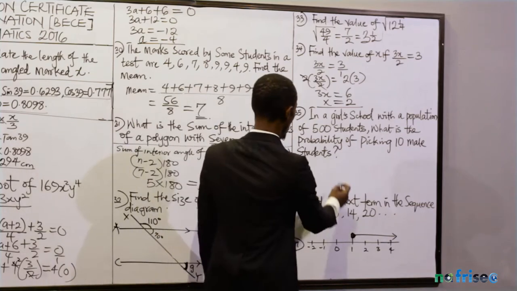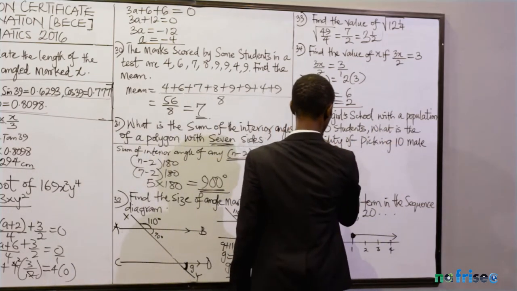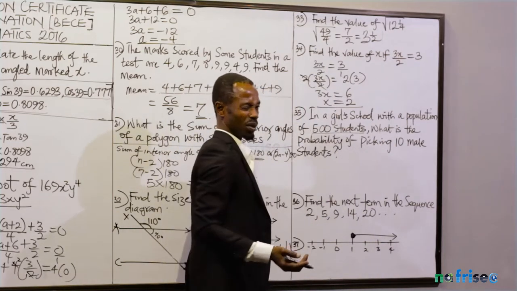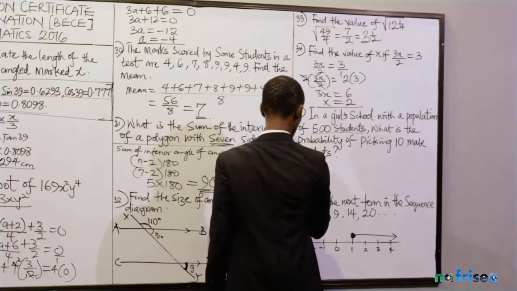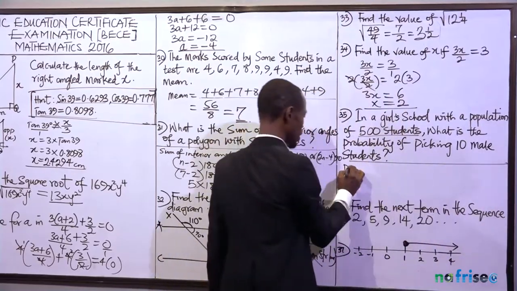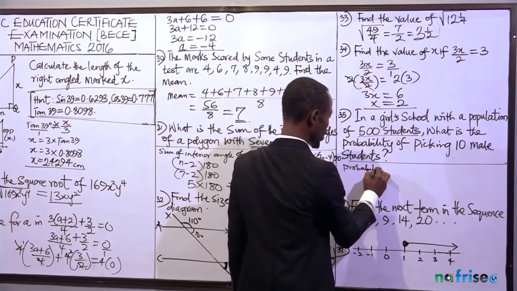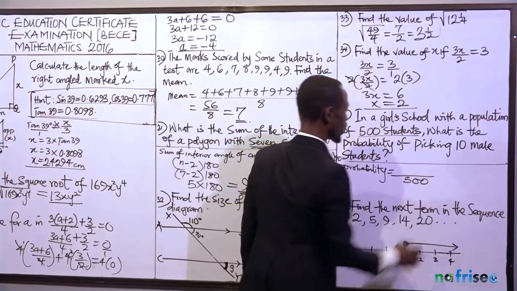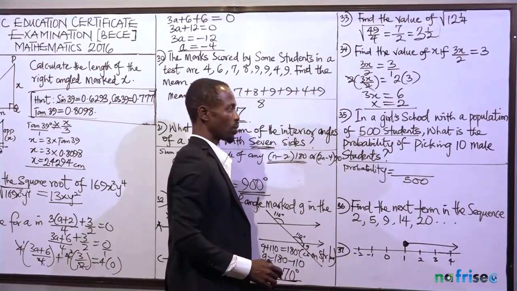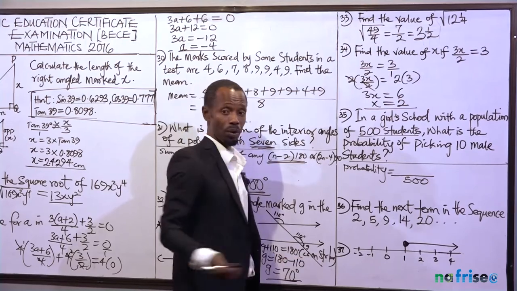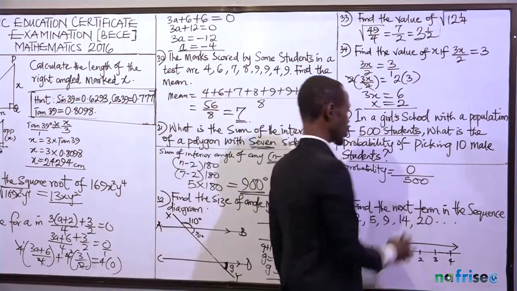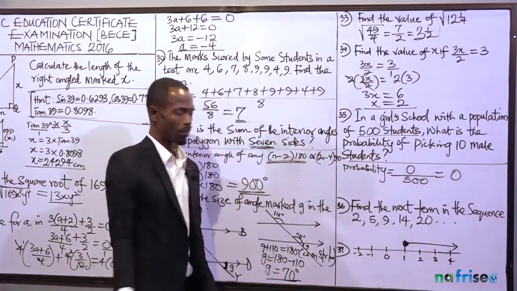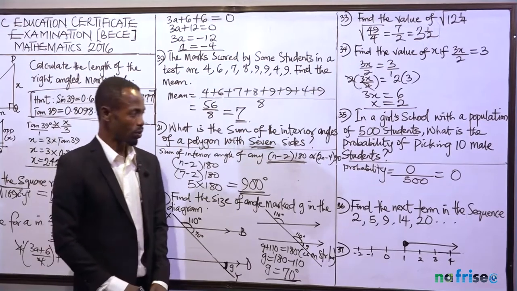Then for 35. In a girls' school with a population of 500 students, what is the probability of picking 10 male students? It's not possible. This is a girls' school. Look at it here. I say probability is the number of required outcomes over the total number of possible outcomes. We have a total of 500 female students. They ask what's the probability of picking 10 male students out of a female school? It's 0. So 0 divided by 500 is 0. You can't have a male student in a female school. It's not possible. So the answer is 0.